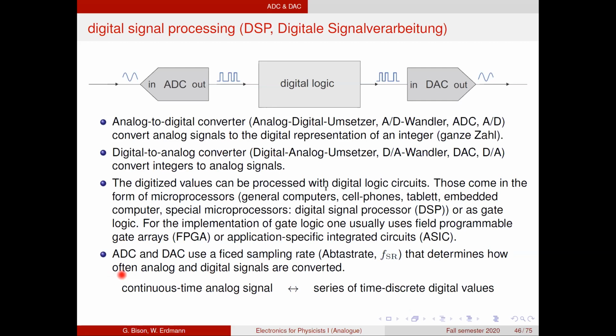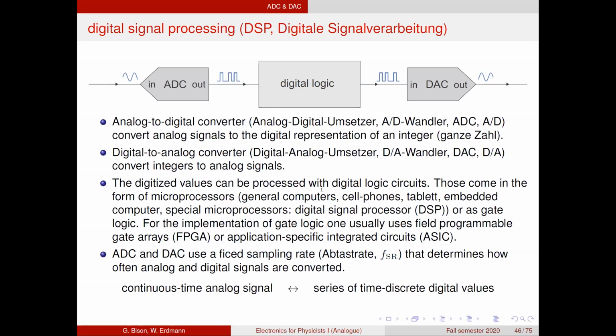Typically, ADCs and DACs use a fixed sampling rate, in German Abtastrate, which we will call FSR. This simply determines how often in time the values are converted between analog and digital. So what we do is go from a time-continuous analog signal to a series of time-discrete digital values. So there are two kinds of digitization that happen.